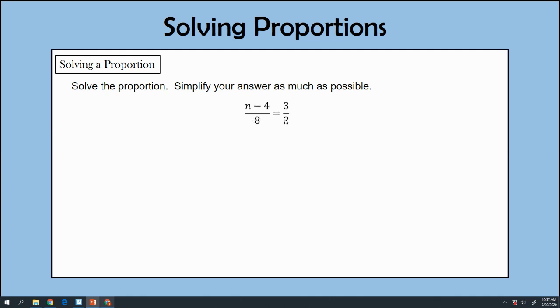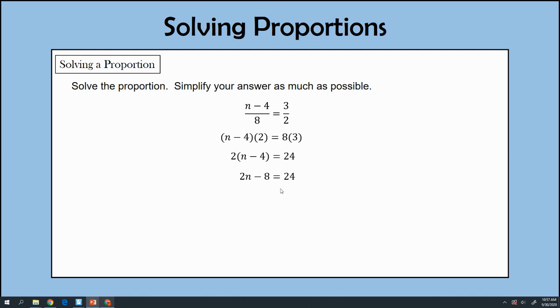Now, this one's a little bit more complex because they give us an expression up here rather than just a variable by itself. So they want the ratio of n minus 4 to 8 to be the same as the ratio of 3 to 2. Well, we do it the same way, cross products. Now, the thing about our cross products is it's 2 times this expression, so I have to put that in parentheses, and then 3 times 8 on the other side. So when I have the quantity of n minus 4 times 2, I have to distribute. So we're going to get 2n minus 8 equals 24.